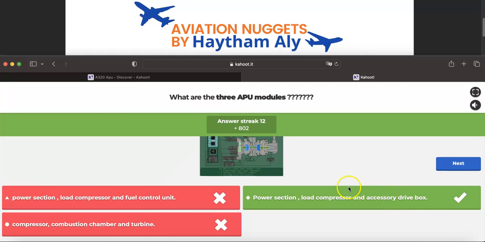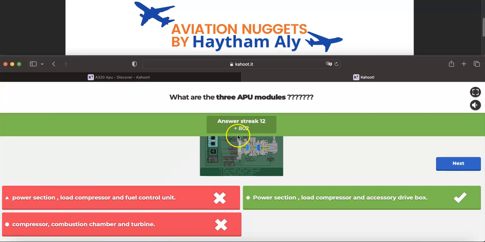So always remember, the APU is a 3-module design. The main module is the power section, which is a gas turbine engine, fixed speed, single rotor, to produce mechanical shaft power, to run a load compressor to supply the aircraft with bleed air, and a gearbox to supply the aircraft with electrical power from the AC generator.